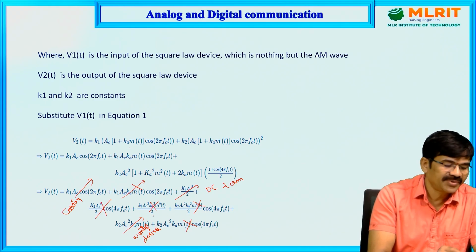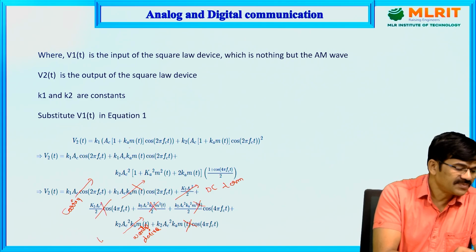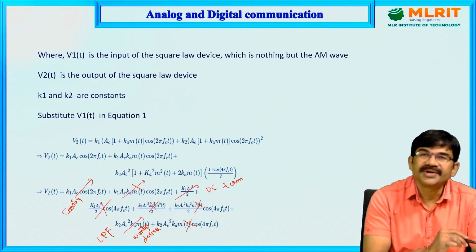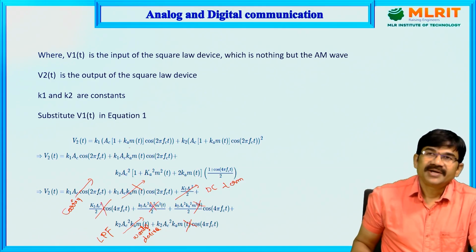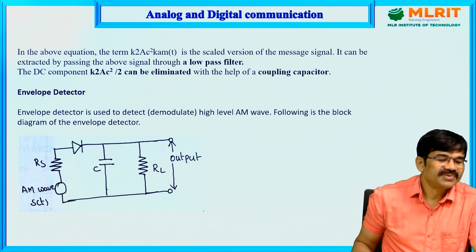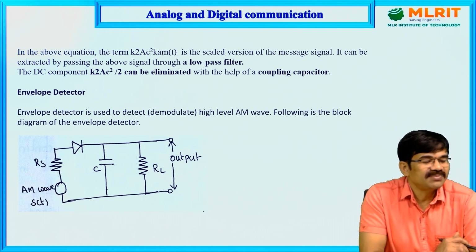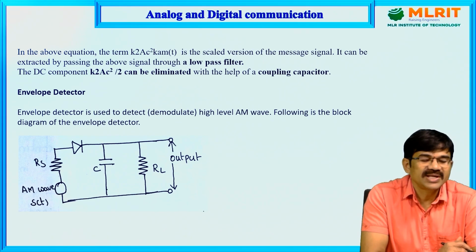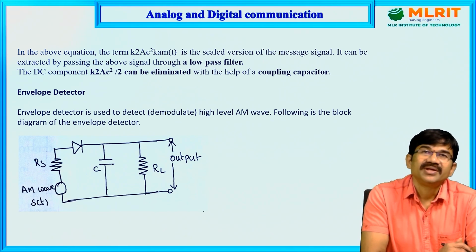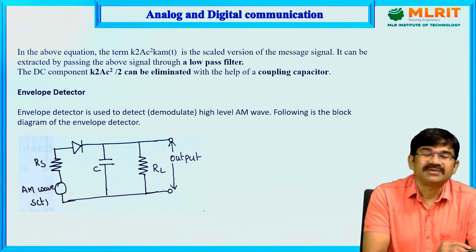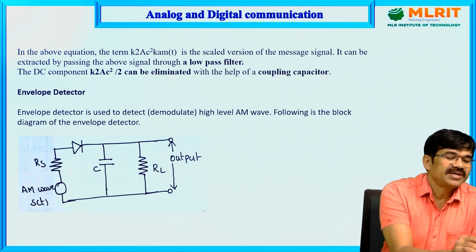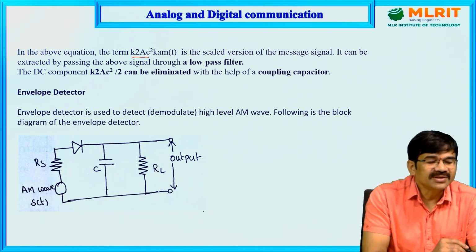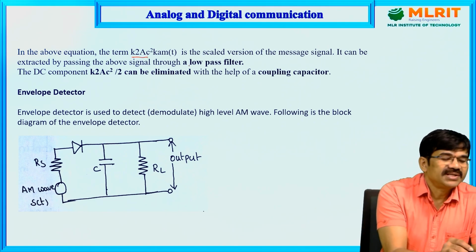This wanted component is allowed through the low pass filter, and we obtain the original information signal. In the above expression, the term K2 AC square Ka M of t is the scaled version of the message signal. K2 AC square is the scaling factor which is multiplied with M of t. These are the scaling factors, and we can pass the above signal through the low pass filter.